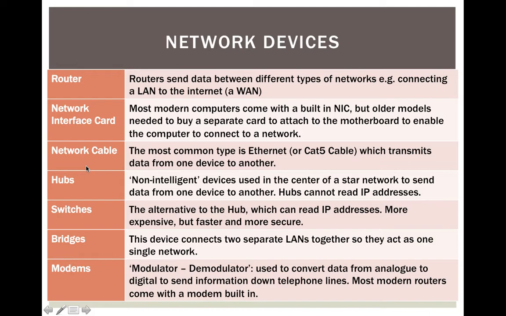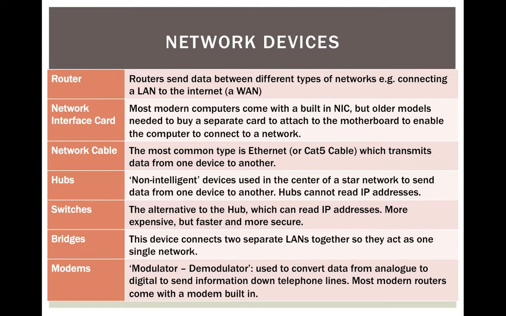Network cables. So we see these in any non-wireless network. The most common type of this is called an Ethernet cable. It's sometimes shortened to a Cat5, Category 5 cable, which then transmits data from one device to another.